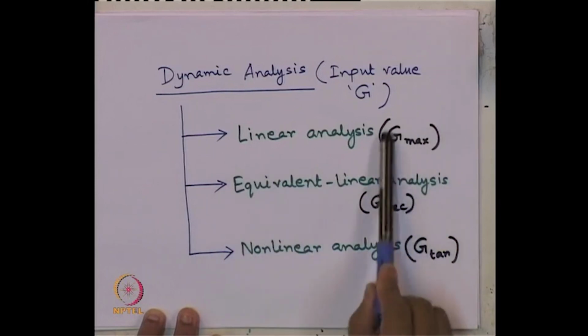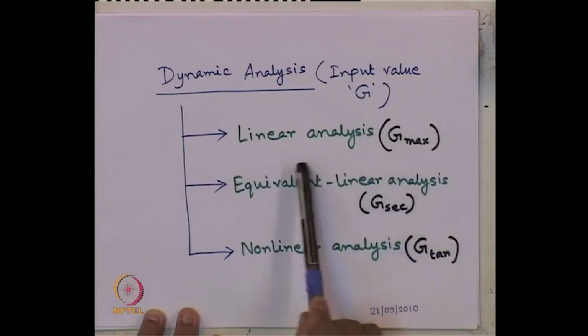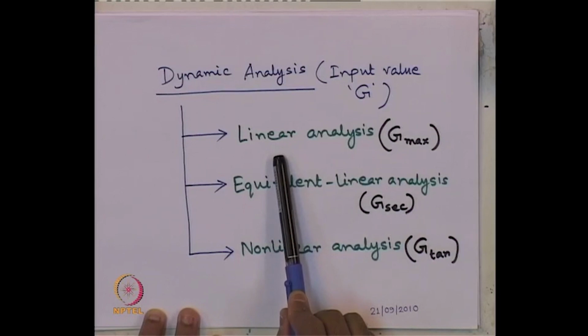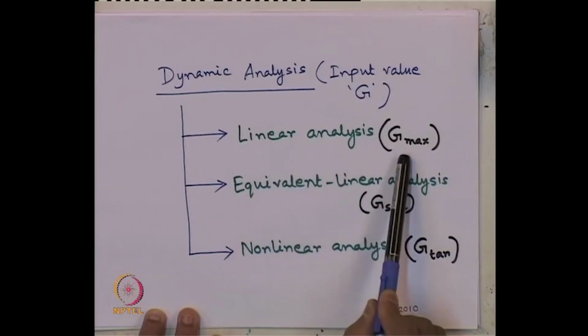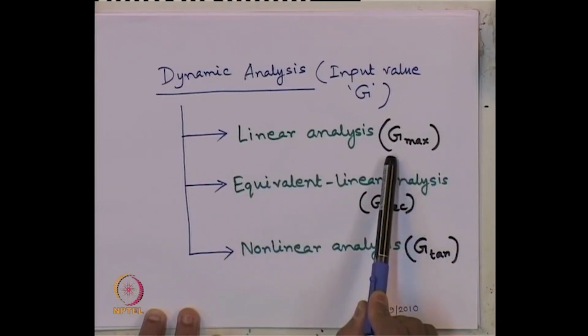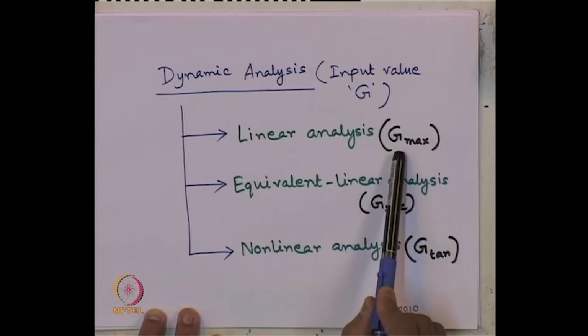When we are using the maximum shear modulus, it is linear analysis, which we have seen is the easiest or simplest analysis, because here the value of Gmax remains constant throughout the analysis, and we can easily estimate this through any field test also, because Gmax is correlated with the shear wave velocity of the material through the equation rho Vs square.